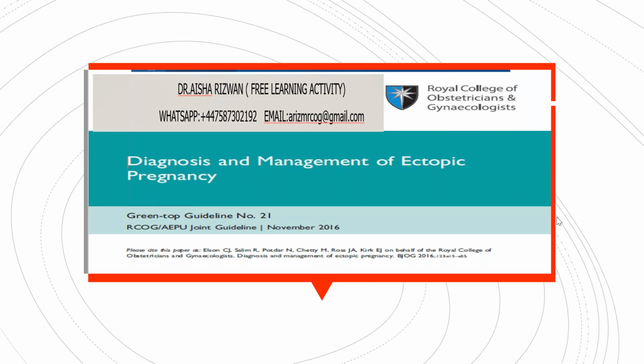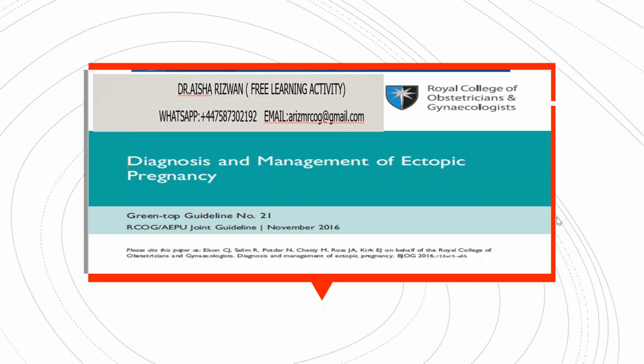All right. Okay, so expectant management is an option in heterotopic pregnancies where the ultrasound findings are of a non-viable pregnancy. So this is a miscarriage or non-viable pregnancy. So it is going to pass out like that. So that is one thing.